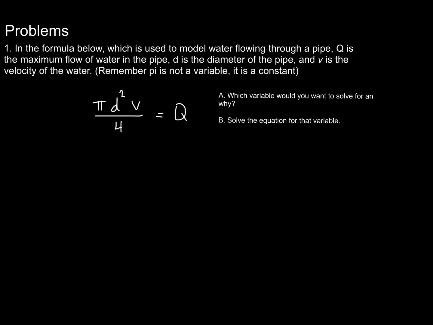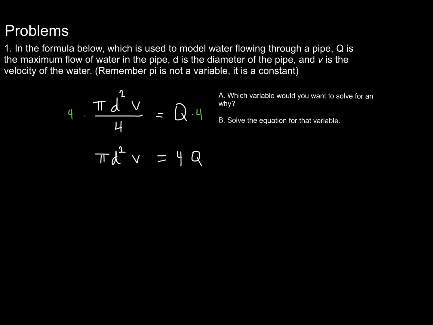So solving this equation for V, you'll notice of course that V is being multiplied by d squared and pi and divided by 4. Since multiplication and division are operations that we can do interchangeably, it doesn't matter whether we take care of the pi, the d squared, or the 4 first, whichever one we choose. And so I usually like to get rid of the denominator first. So we'll multiply by 4 on both sides.